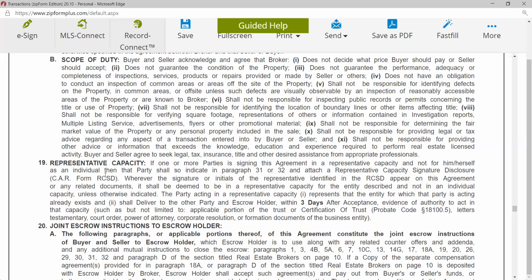Representative capacity. Also, you will receive a flyer from another tax service asking you to go with them to pay your tax. Please do not accept that. It looks like a legitimate flyer, but they are not from the county. They are from a private company.